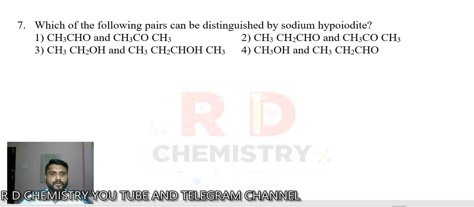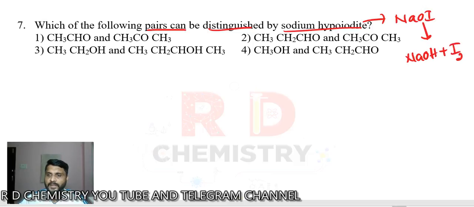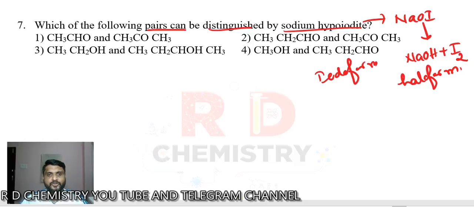Question number 7. Which of the following pairs can be distinguished by sodium hypoiodite? What is sodium hypoiodite? NaOI. And this is formed from a mixture of sodium hydroxide and iodine. Now, this is known as the haloform reaction, and specifically this is the iodoform reaction, correct? The question is, one of the compounds should react, the other should not react. The pair should be distinguished. One should react, the other should not react.